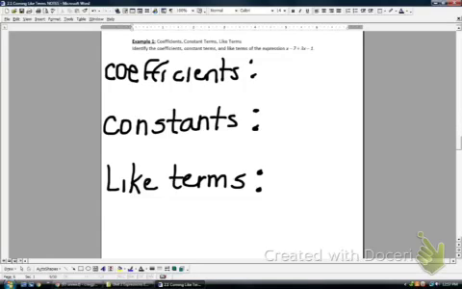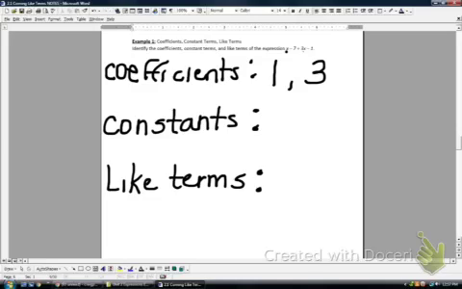So we need to identify the coefficients, we need to identify the constants, and we need to identify the like terms. So coefficients are the numbers that are attached to the variables. So I look here and I have an x and I have a 3x. Well, it's understood, if I have an x, it's understood to be 1 in front of that x. So my coefficient, even though it's not written, it's understood to be there. So the coefficient of my first term is 1, and then the coefficient of that other term is 3.